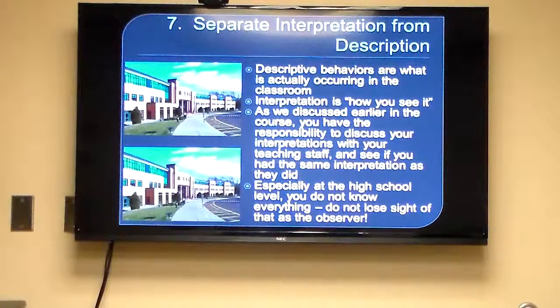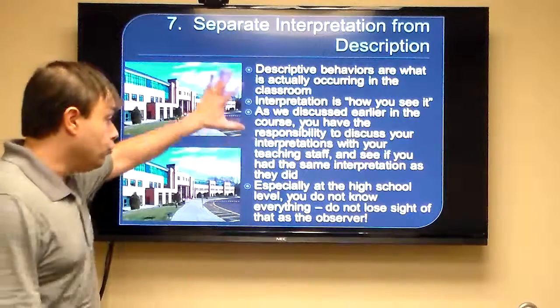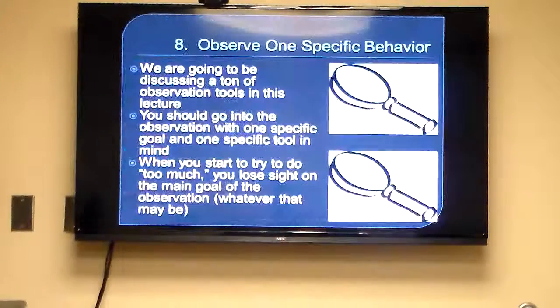So interpretation and description are different. You describe behaviors of what are occurring. The interpretation is how you see it, what could have been done better, what could have been done from a different perspective. You discuss this with your teaching staff and see if you have the same interpretations they did. At the high school level, you don't know everything, and you've heard me say this a billion times. As high school teachers, you do not know everything that's going on because you're not going to know the curriculum that's going on in special subjects. You're not going to know the math curriculum. Don't lose sight of that as the observer.